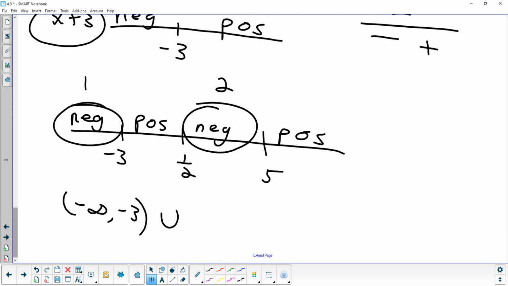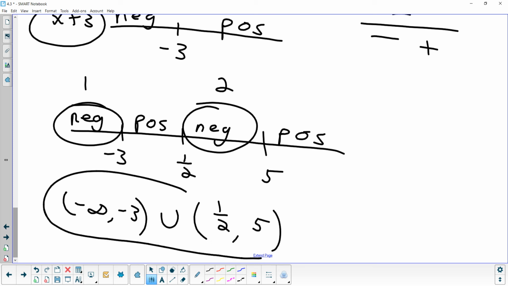Or, how would we write the other interval where we are negative? Yep. Parentheses 1/2, 5, parentheses. Perfect. Now, on a problem where you're solving it algebraically, I will always make sure that it is factorable. If you're looking at it and you're thinking it's not factorable, then you might have done something wrong. You did. Okay.